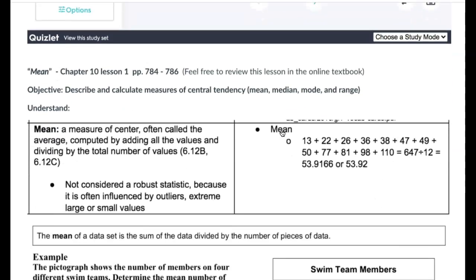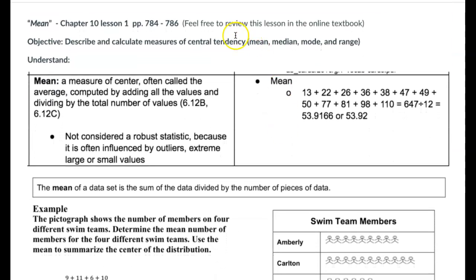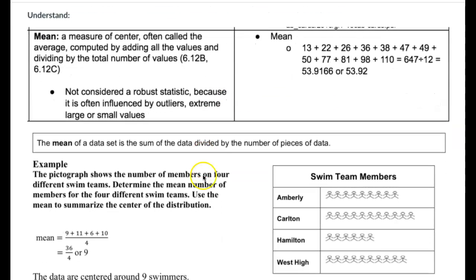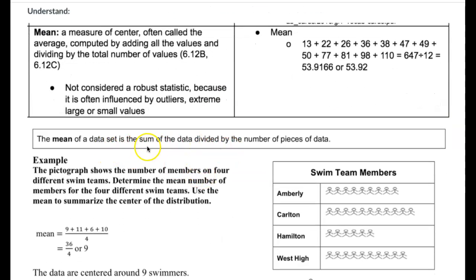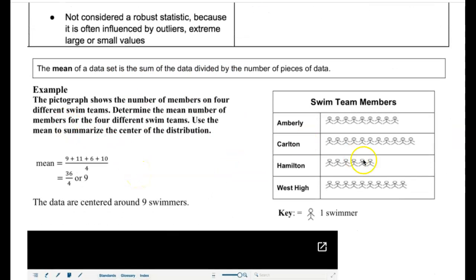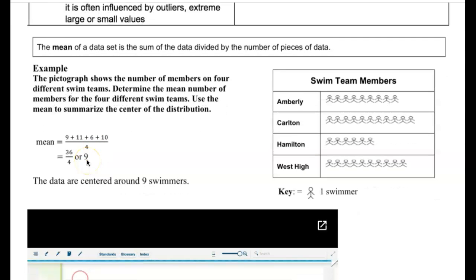Okay. Now, please take some time to go read through the definition of what mean is. Here's an example of how to calculate mean. Another definition of mean. Another example using a pictograph about swim team members and how we calculate the average number of team members for each team using the calculation of mean as well here.